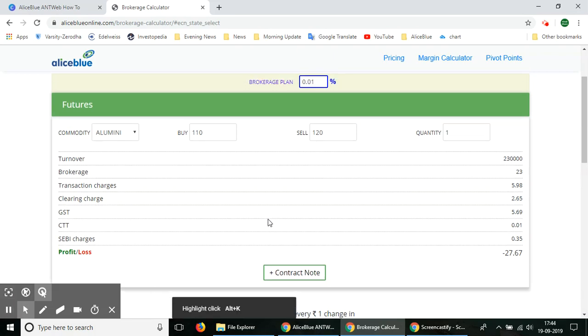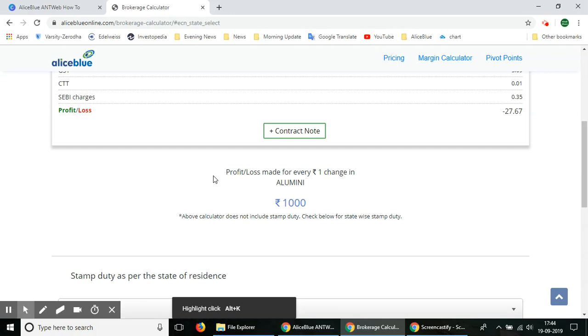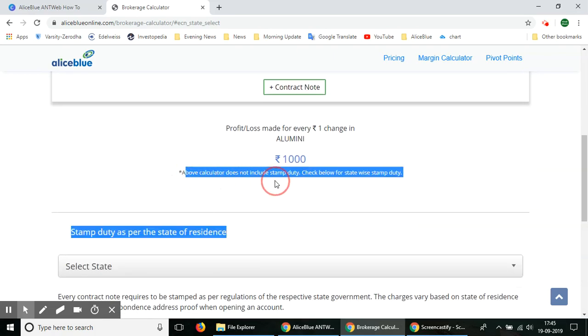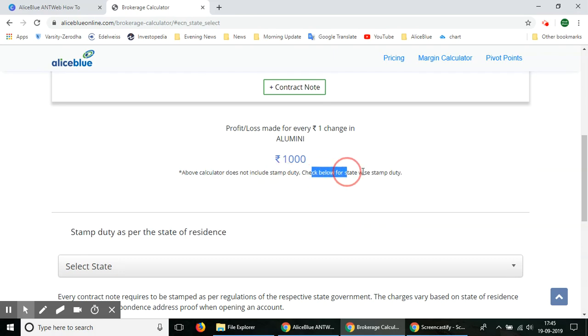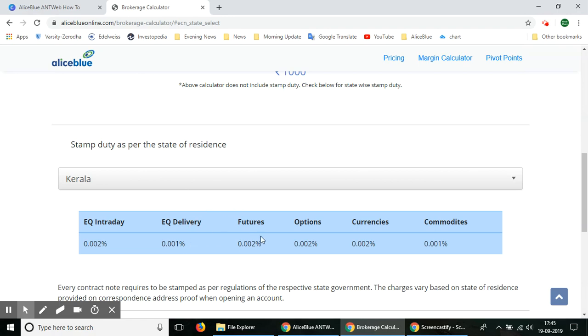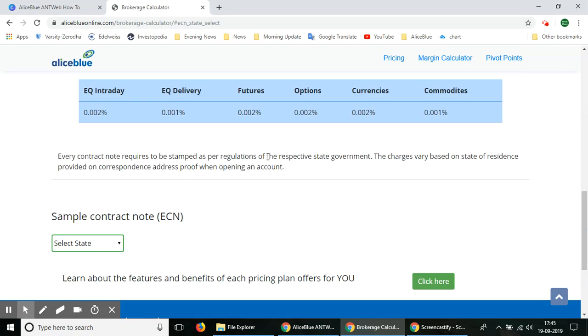So now that we have seen that, as we scroll down in the brokerage calculator itself, you can see more details. So the profit or loss made for every 1 rupee change in the aluminum is 1000. This calculator does not include stamp duty, so you can check for the statewide stamp duty. So let's select that and see. For commodities, it is 0.001% stamp duty.